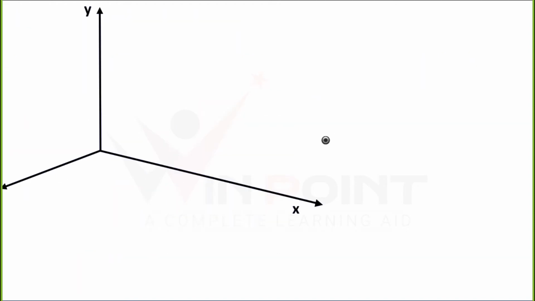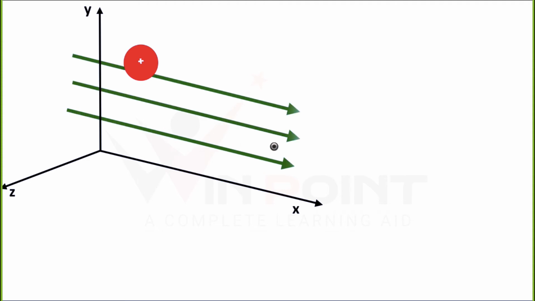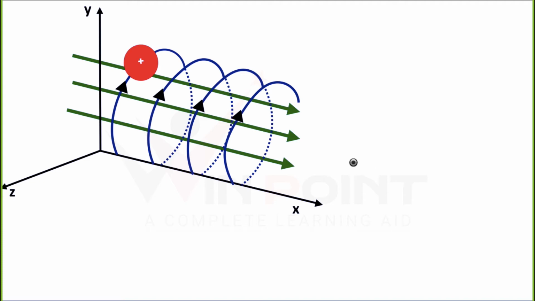This is the xyz axis, and there is a charge. This is our magnetic field along the x axis. So the movement will be like this, three-dimensional. The distance between these two circles is the pitch. The distance between two consecutive circles is called the pitch. This will be the movement of the charge.